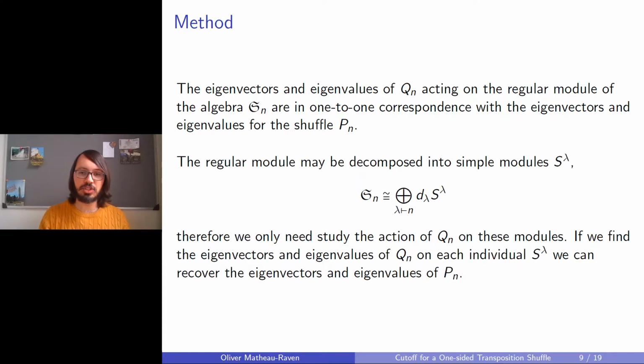However, we can now reduce our problem because the regular module can be decomposed into simple modules, and these are much smaller in dimension. So instead of studying the action of Qn on the entire regular module, we can study the action of Qn on each individual Specht module. This is the first step to finding our eigenvectors.